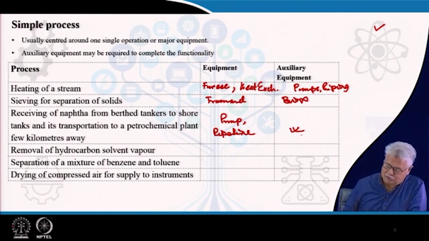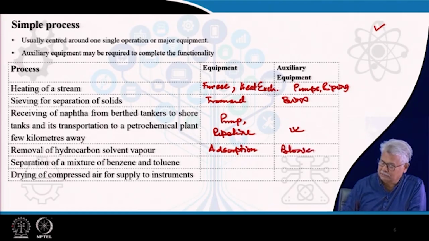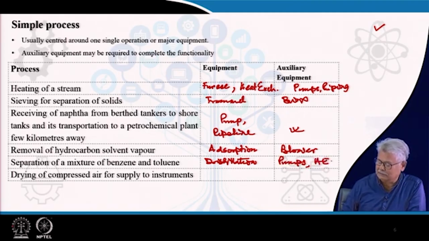Removal of hydrocarbon solvent vapor possibly will be done by the process of adsorption. Possibly you will be using a carbon molecular sieve or charcoal, whatever is your adsorption material. But at the same time, you got to make the material flow. So, you need to have blowers in place. The separation of a mixture of benzene and toluene could be done very well by distillation. But you will definitely be requiring certain other things which I have mentioned. You require pumps, you require heat exchangers.